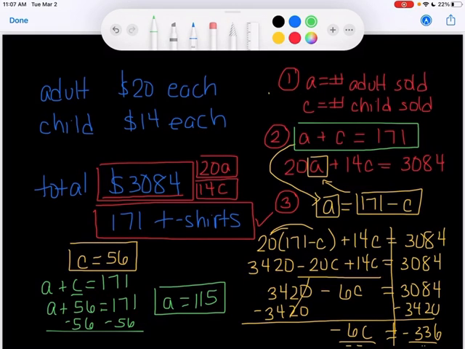So step 4 would be to write that in word form. I'm out of space on here, but you would write: Miranda sold 115 adult t-shirts and 56 child t-shirts.